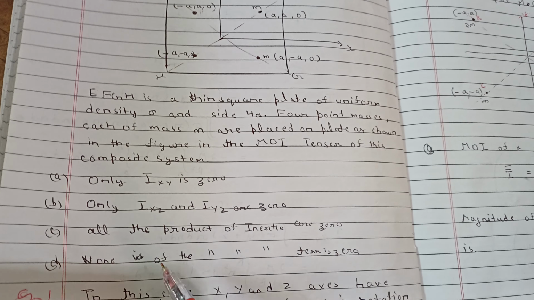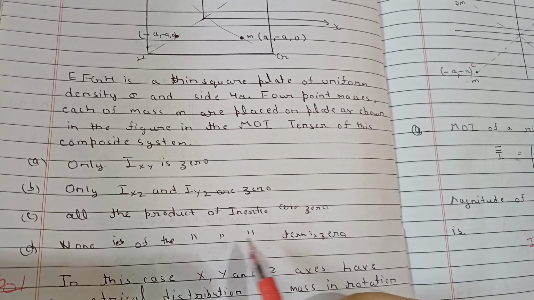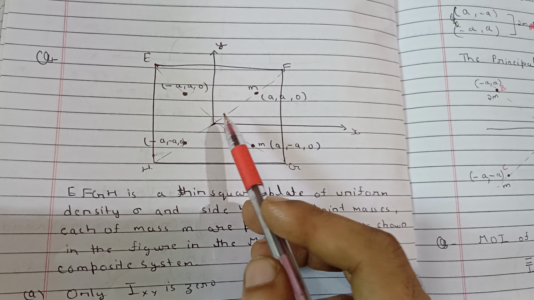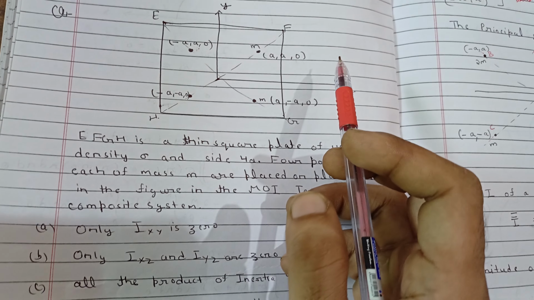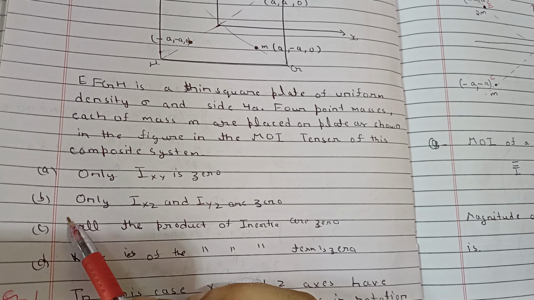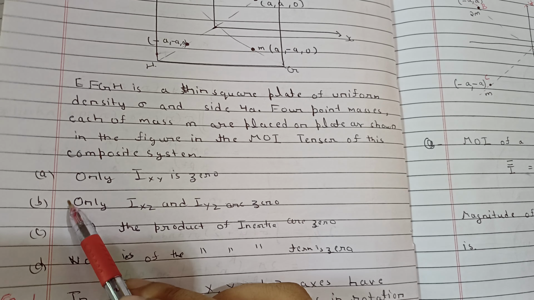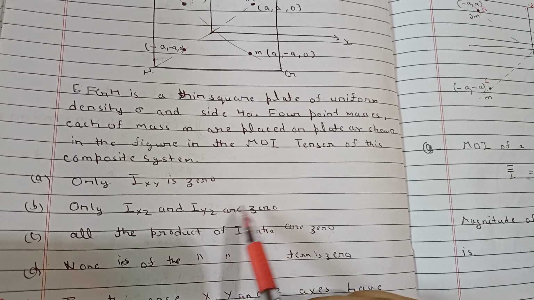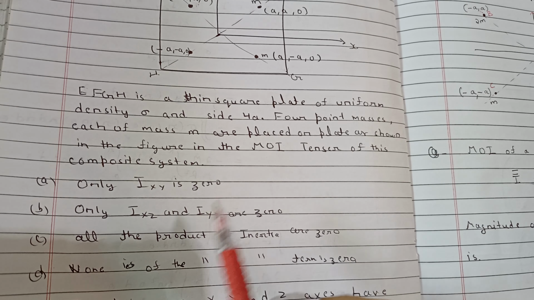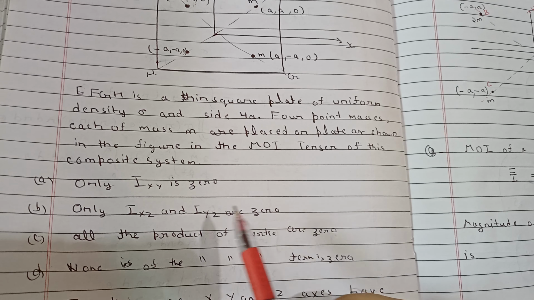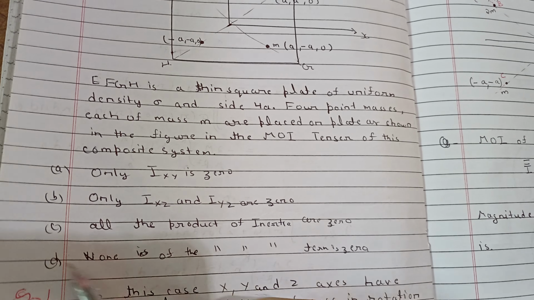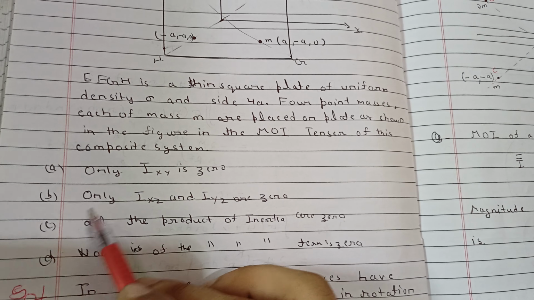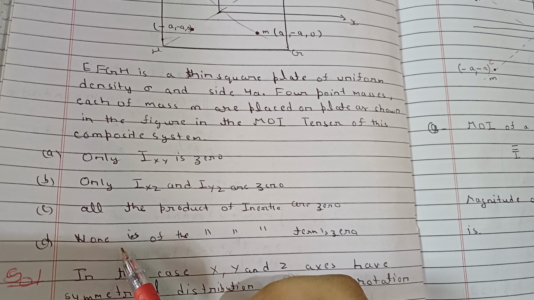So see, this option, none of the product terms is 0, is wrong. Why? Because this is lying in the XY plane, so all the terms involving z, xz, yz, zx, will be 0. So this is wrong, and this is also wrong, because only Ixz and Iyz are 0, but other terms are also 0, zx and zy are also 0, and this is also wrong. So basically I can tell you directly here that C will be correct, because these three are wrong, but we can check it.